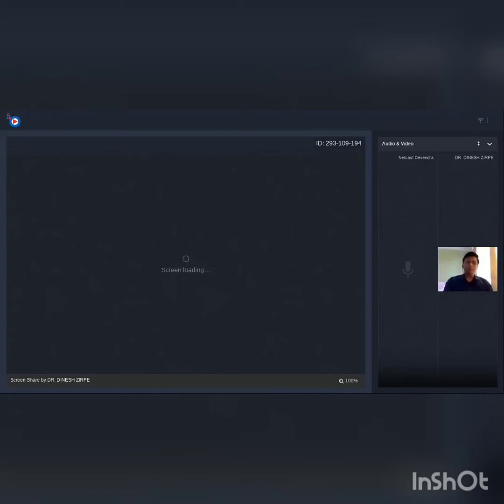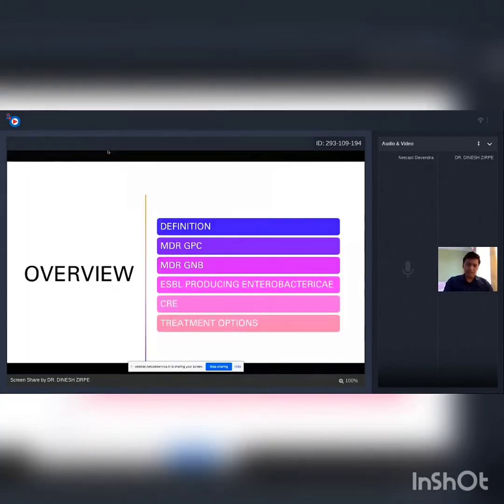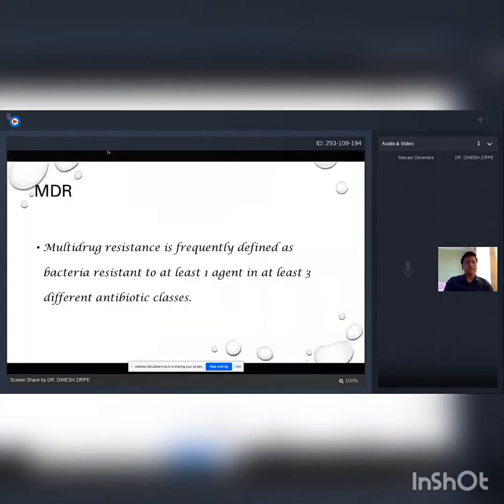And then most important, the chief guest, CRE, and other treatment options. So what is MDR? Multi-drug resistance is frequently defined as bacteria resistant to at least one agent from at least three different antibiotic classes. The problem is so severe that in 2017, WHO categorized some of the resistant bacteria as high priority, for which they need antibiotics very urgently. CRE and most of the MDR GNBs come in this category.